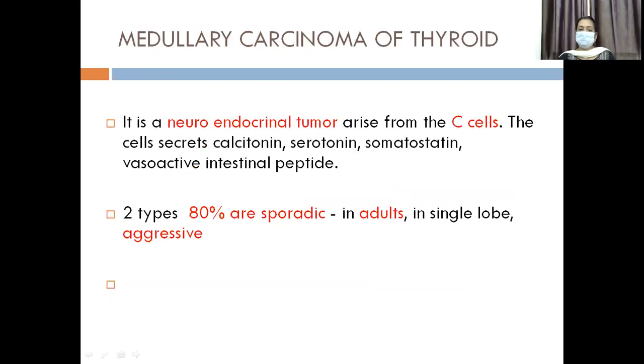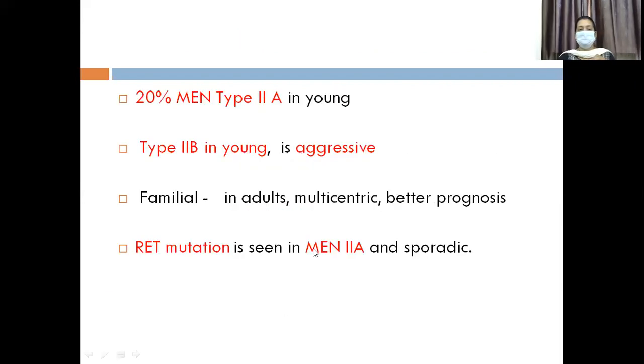So coming to the third one, that is medullary carcinoma. This is an interesting one because it is associated with multiple endocrine neoplasia. It is a neuroendocrine tumor arising from the C cells. While we were discussing, I told you that there are these cells which produce calcitonin, which are parafollicular cells, right? They also secrete serotonin, somatostatin, and VIP, that is vasoactive intestinal peptide. Two types are there: a sporadic type or a familial type. Sporadic type occurs in adults, single lobe, and is aggressive.